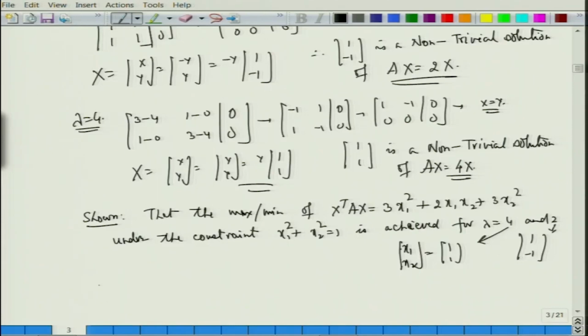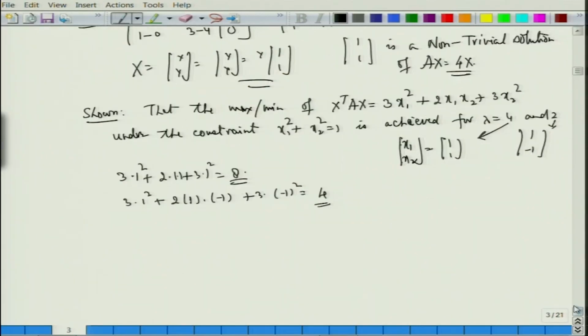So, what you get is that the maximum is for 3 times 1 square plus 2 times 1 plus 3 times 1, which is 3 plus 3 is 6, 2, 8. So, the maximum is 8, and what is the minimum? The minimum is 3 times 1 square plus 2 times 1 into minus 1 plus 3 times minus 1 square, which is 3 plus 3, 6, 6 minus 2, which is 4, all right. So, this is the minimum and the maximum value that you have obtained.